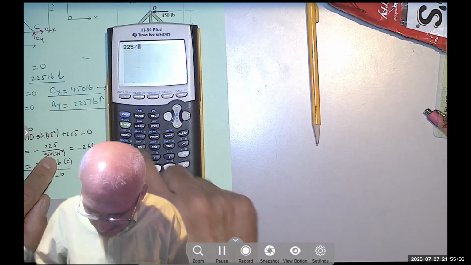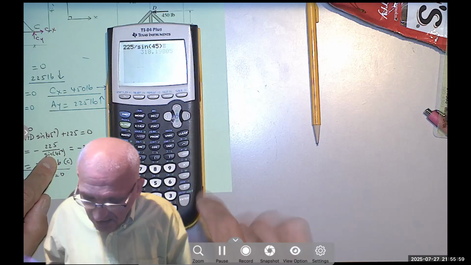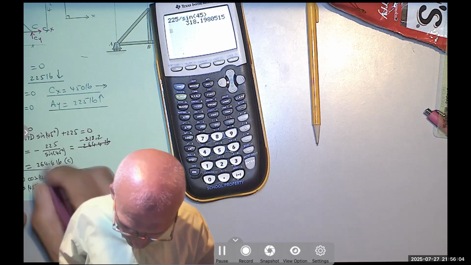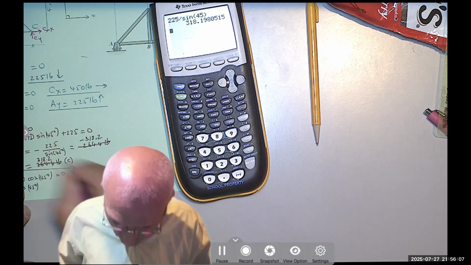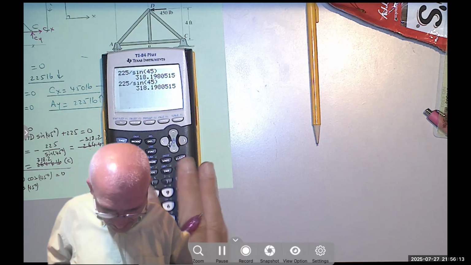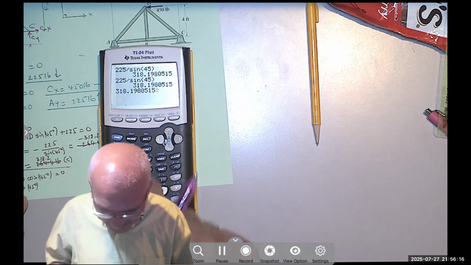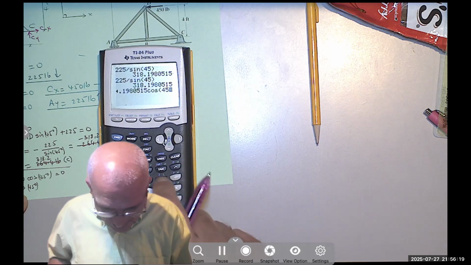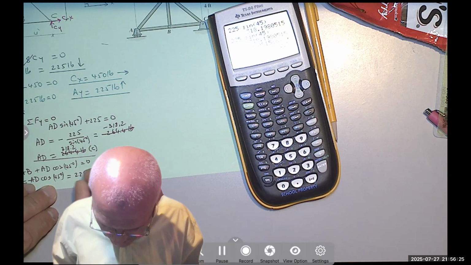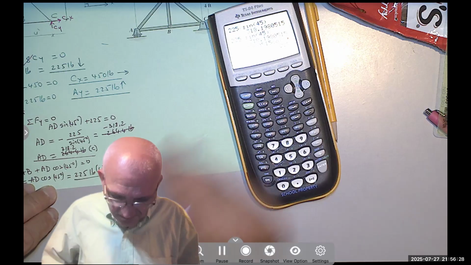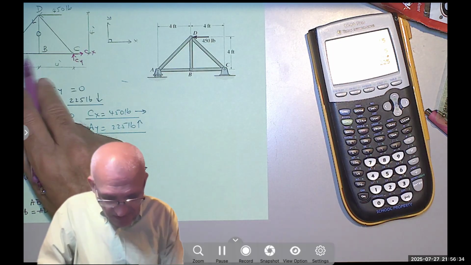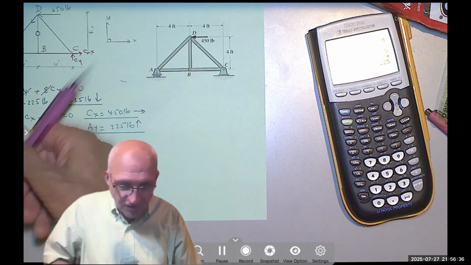225 divided by sine of 45 equals 318.2. It's negative 318.2, or 318.2 compression. So now I'm going to take this number and multiply it by cosine 45, and it should be positive, right? I get back to 225 tension. Okay, I found AB to be tension and AD to be compression.